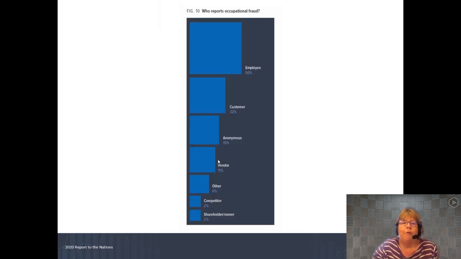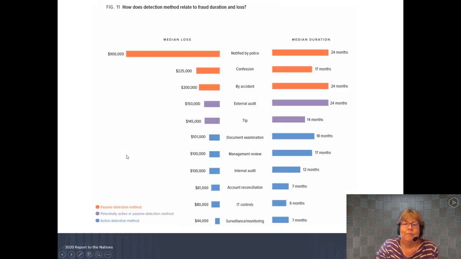Out of those who report fraud, half come from a fellow employee. Then 27% from a customer, anonymous, and vendor and other. But the largest portion of people who report fraud are fellow employees. So this I found kind of interesting, this bar chart.